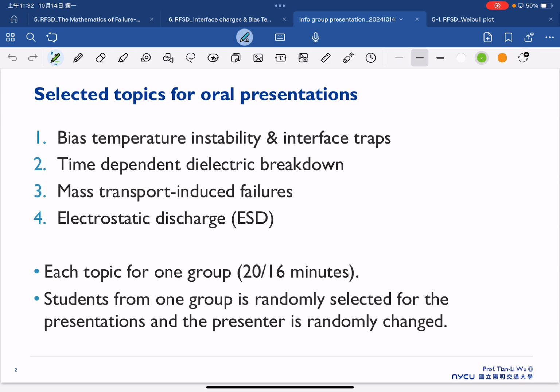The first one is bias temperature instability and interface traps. The second one is time-dependent dielectric breakdown. The third one is mass transport induced failure. And the last one is we will also cover electrostatic discharge, ESD.